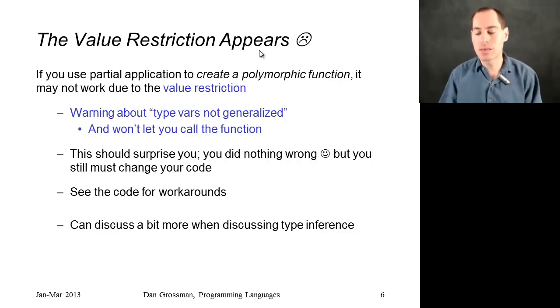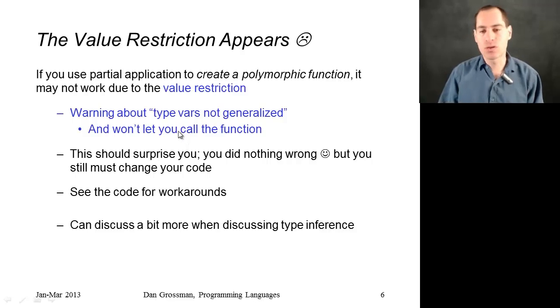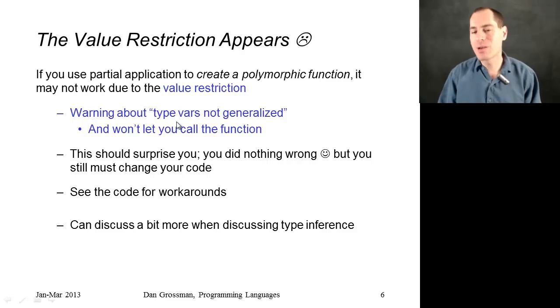But you may see something about a warning, type vars not generalized. And if you see that warning about some partial application that you have, you're not going to be able to use the function you get back. And this should surprise you. You have not actually done anything wrong in terms of what I have taught you so far, but you simply have to work around it. And no language is perfect. This is an ugly fact of life in languages like ML.